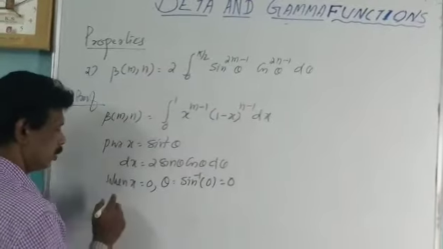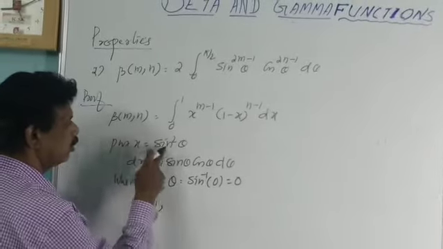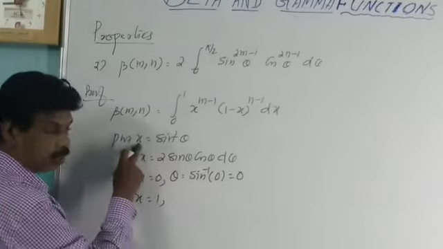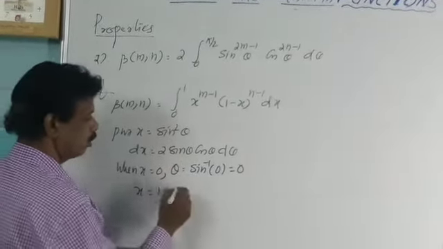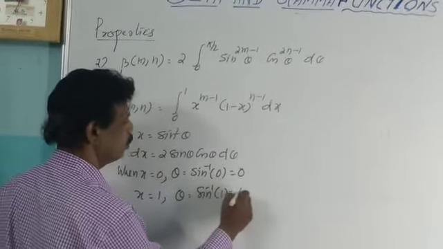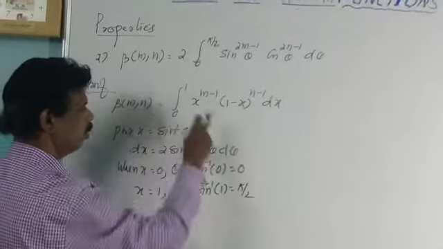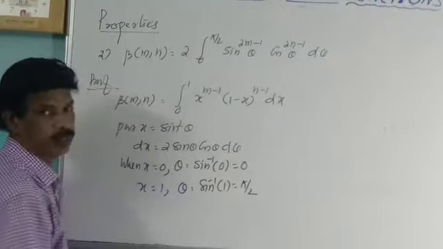Okay. Next, put x is equal to 1. Then sine square theta equal to 1, sine theta equal to 1, theta equal to sine inverse 1, which is equal to pi by 2. Therefore, instead of 0 to 1, we can write 0 to pi by 2.